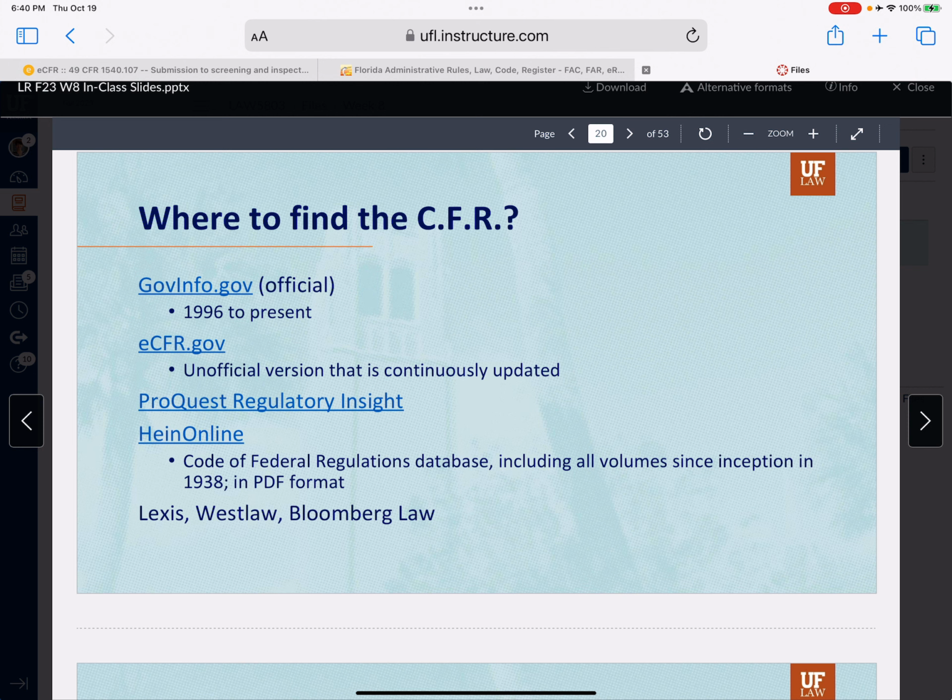So we have something called ecfr.gov. It is unofficial, but it is up to date, almost to the day. Sometimes definitely to the day, but within a couple days, it is updated. So we use eCFR, even though it's not official, because that's where we can find out if something has been promulgated since the last time the CFR was updated on its quarterly schedule. And then ProQuest and Hein, Lexis, Westlaw, and Bloomberg.